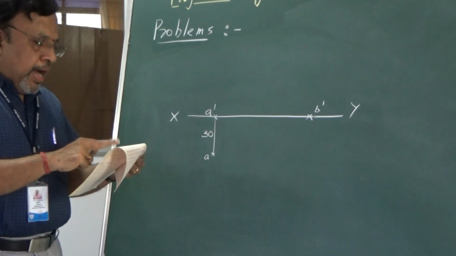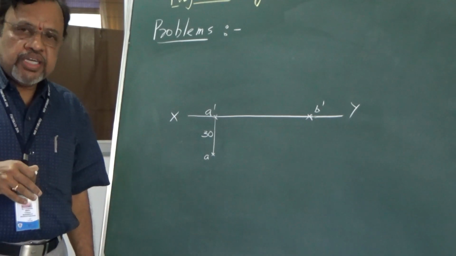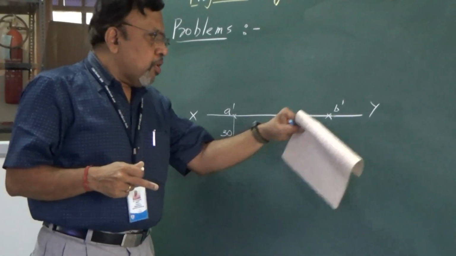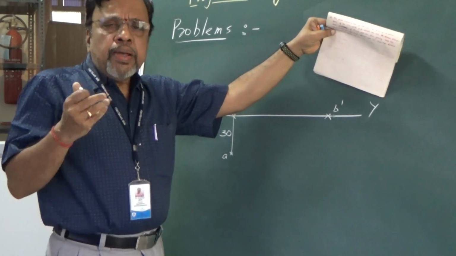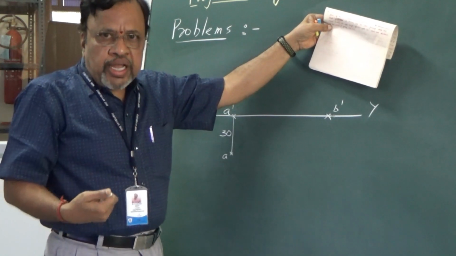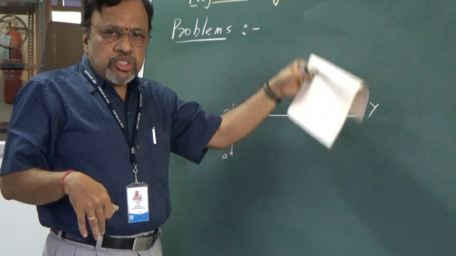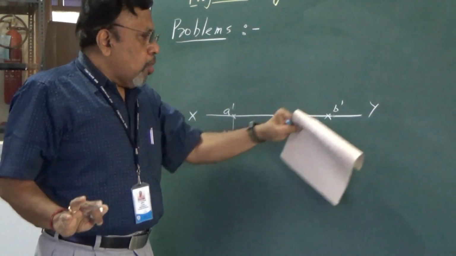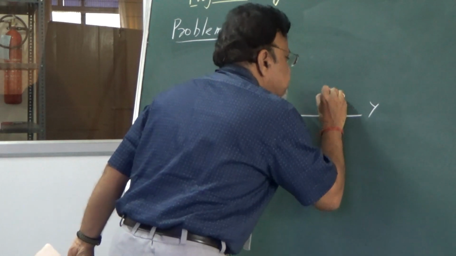Now, B is behind VP. What do you mean by B is behind VP? That means the top view of that particular point B should be above the XY line. That's what I told you: if a point is in front of VP, the top view will be below the XY line; if a point is behind VP, the top view is above XY. So now I know the top view should be above the XY line, and I will simply draw a projector like this.